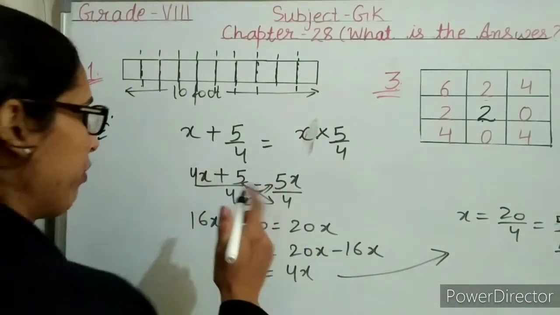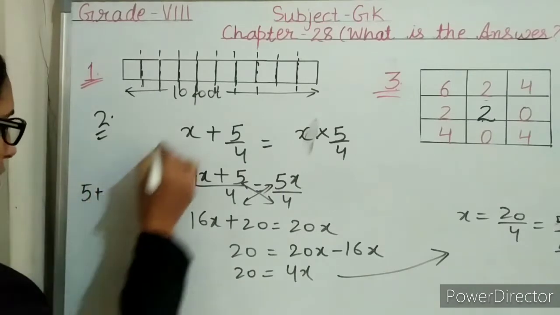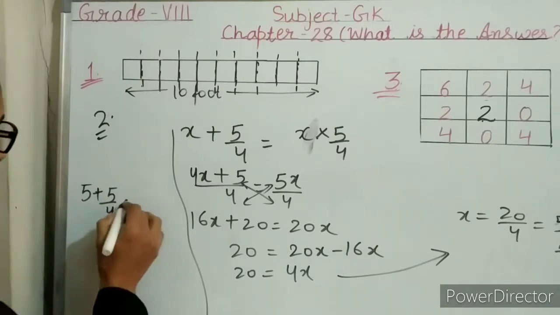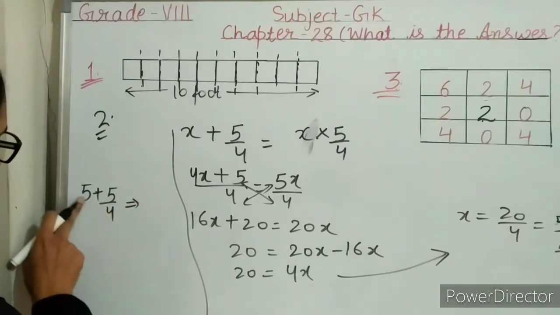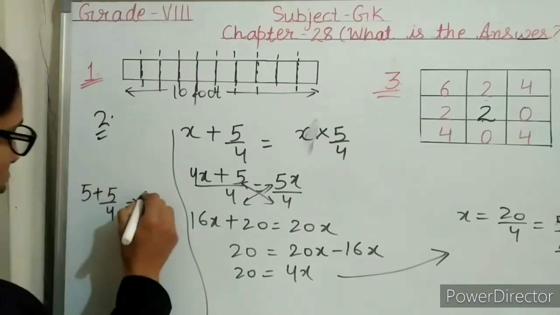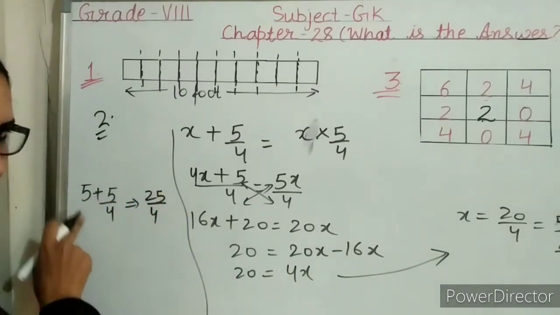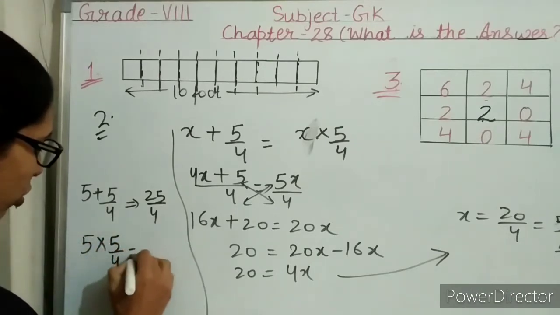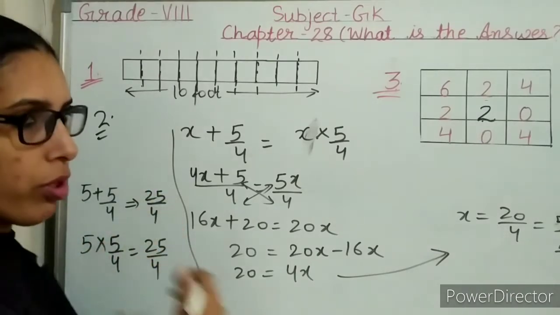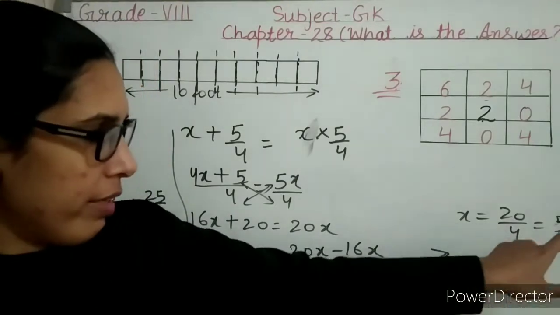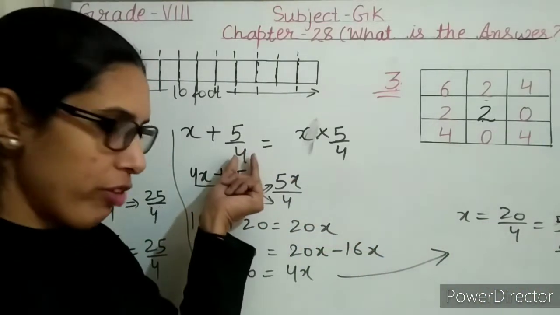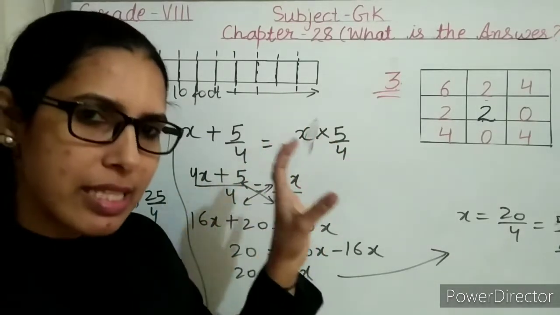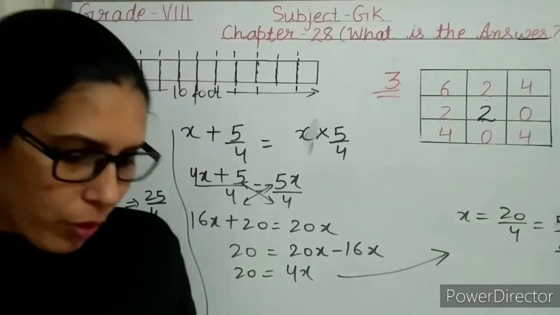So let's now verify it one time. If I write 5, 5 plus 5 by 4, and take the LCM, it will be 25 by 4. If I multiply 5 with 5 by 4, the answer will be 25 by 4. So we can see that the answer 5 is the number that, if added to 5 by 4 or multiplied with 5 by 4, gives the same result both times. Now let's move on to the next.